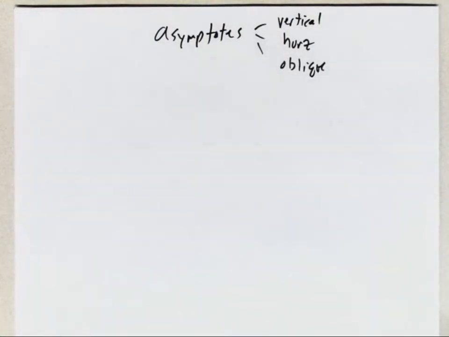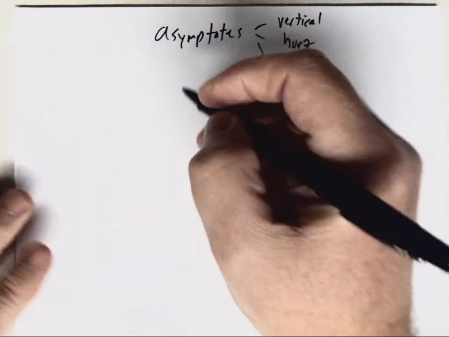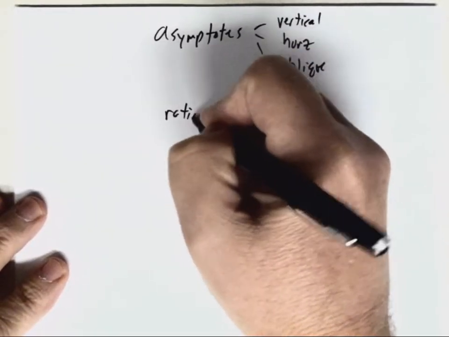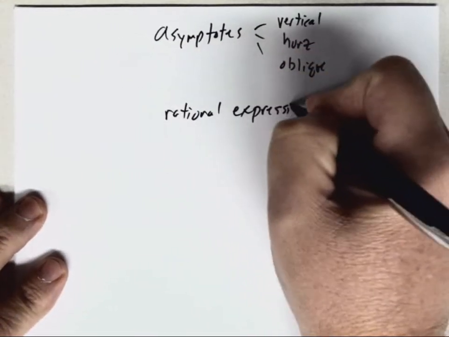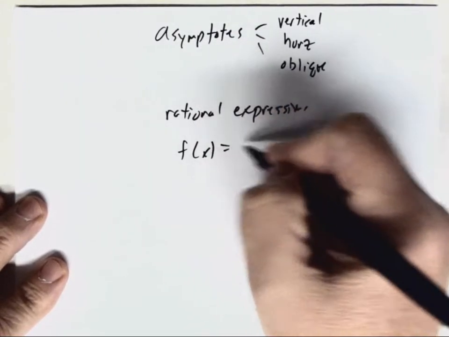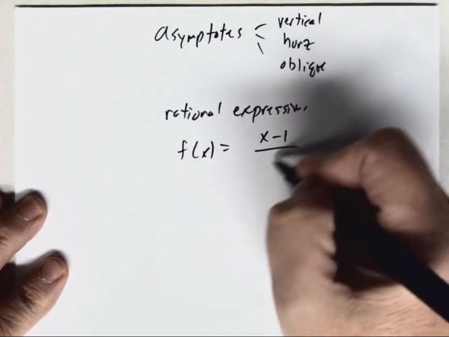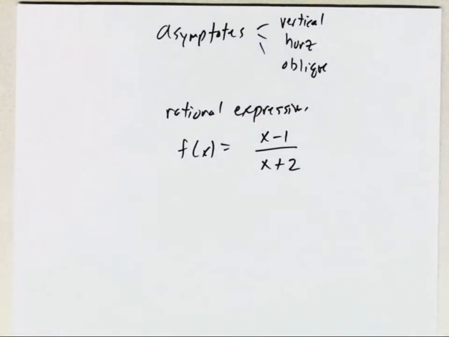So as a quick review, usually these different asymptotes come about when you have what we call rational expressions, which are expressions where you have a fraction with variables in the top and the bottom.